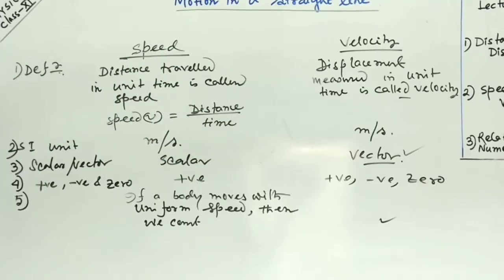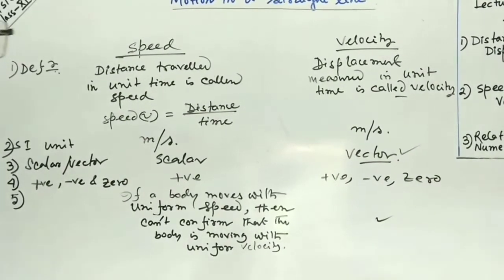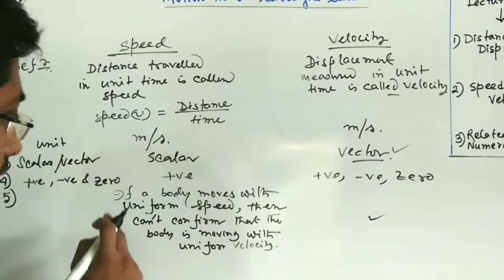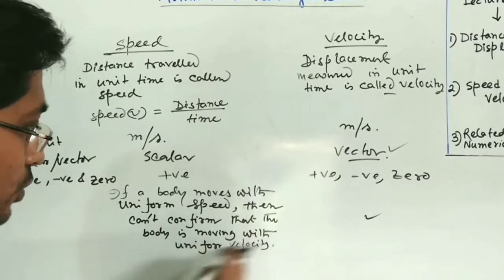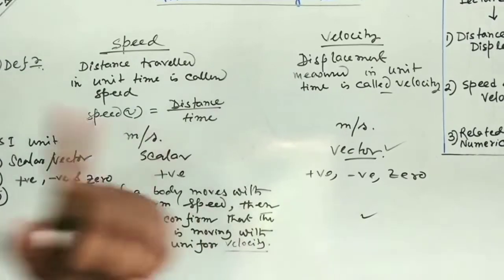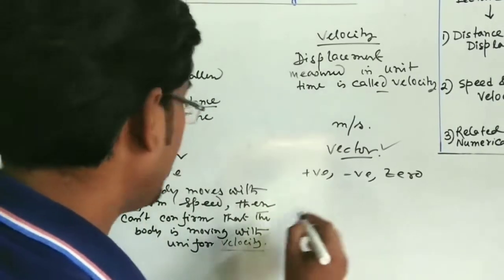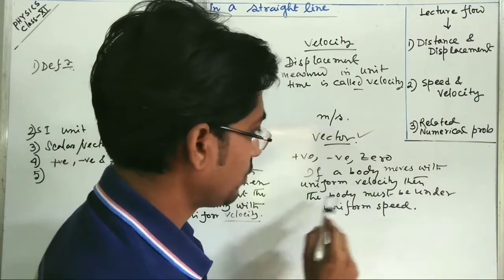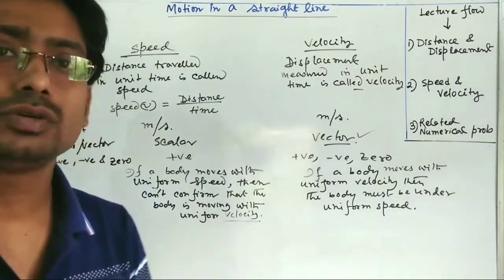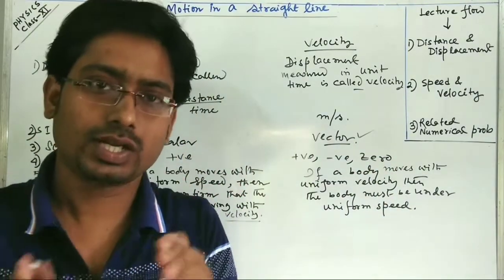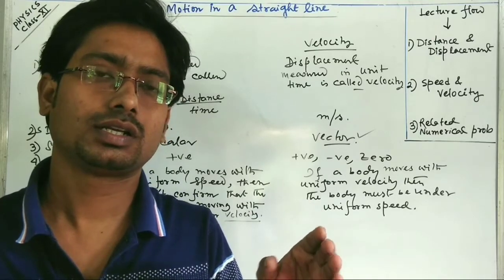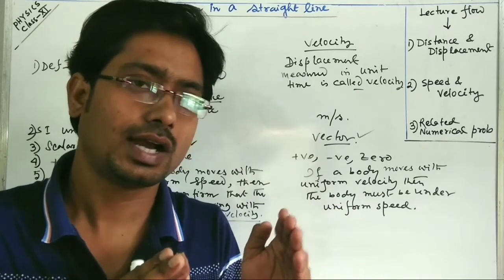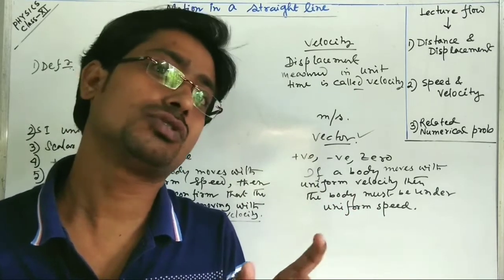So we can write here: if a body moves with a uniform speed, then we cannot confirm that the body is moving with a uniform velocity. But the opposite can be true. The opposite must be true. If a body moves with a uniform velocity, then the body must be under uniform speed, because uniform velocity means in equal intervals of time the body traveled equal displacement, meaning the shortest distances are equal as well as the direction is also equal.